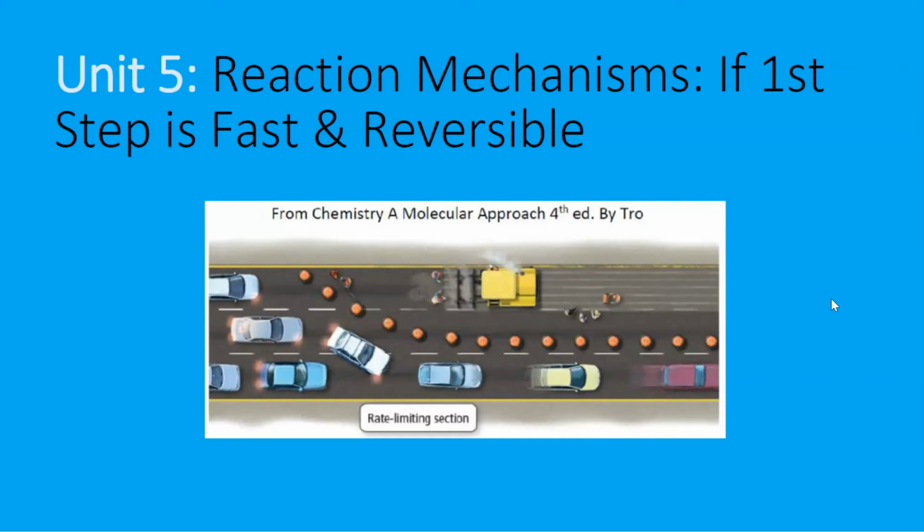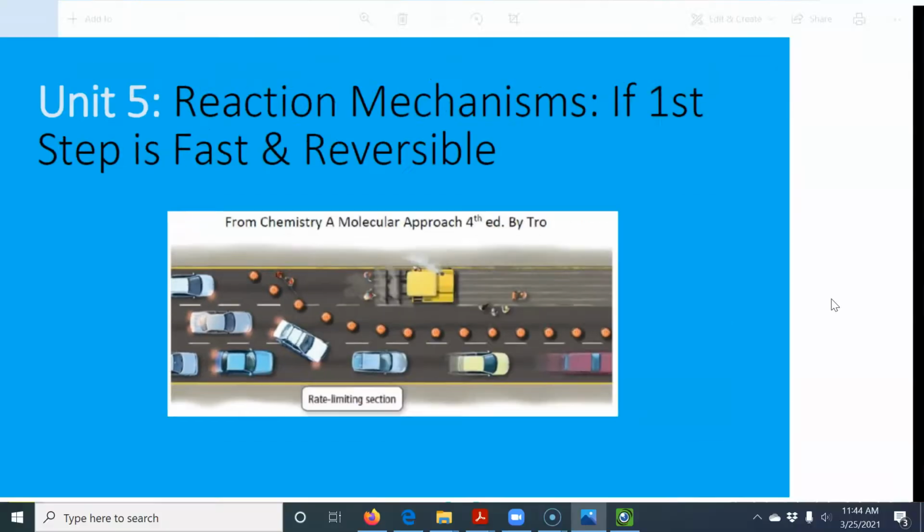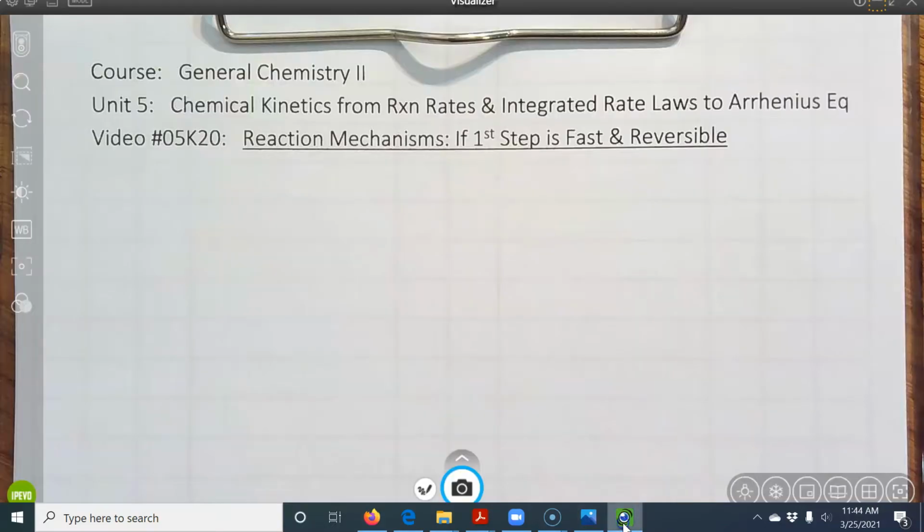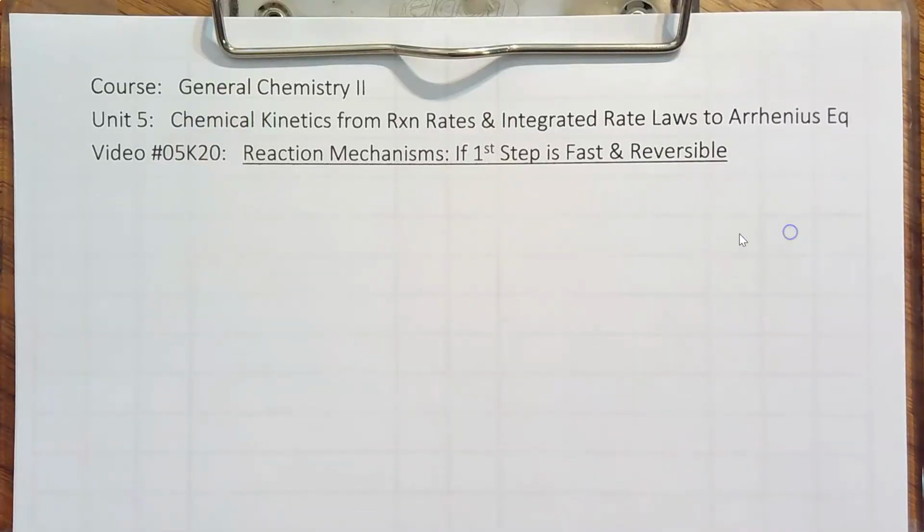Hi, I want to continue our discussion on reaction mechanisms. In this video, we are going to consider a reaction in which the first step is not the slow step. The first step in this case will be fast and reversible. How do we get the rate law expression for the overall reaction if the first step is fast and reversible?